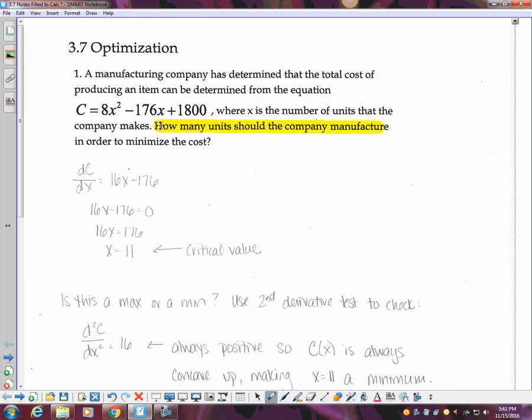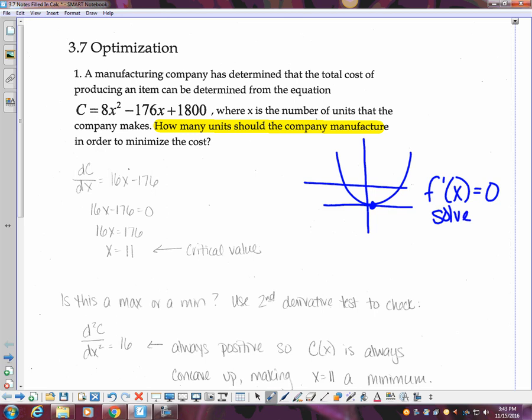So when you finish with these problems, always go back and make sure that you have answered the question that they asked, not the question that you think they should have asked. Okay, so I need to find the derivative, and here's why. If this is a parabola that opens up, it's going to have a minimum. My job is to find that minimum, so I'm going to take the derivative. I'm going to set it equal to 0, and I'm going to solve it. And that's going to give me my critical value.